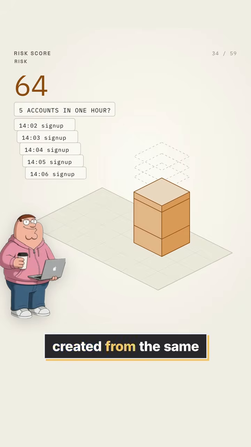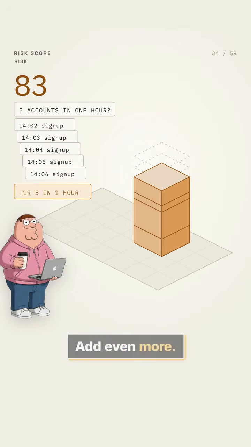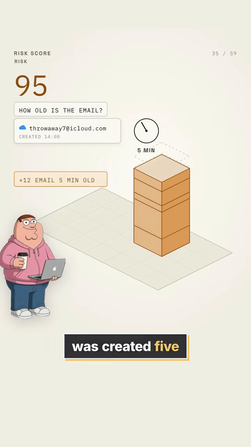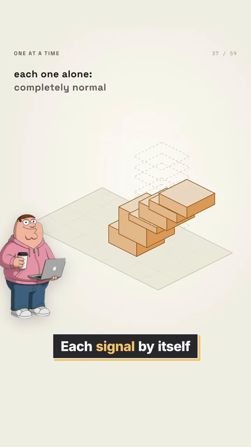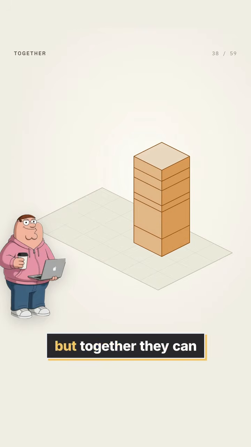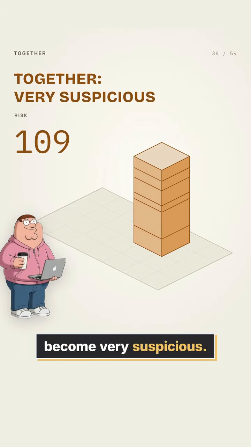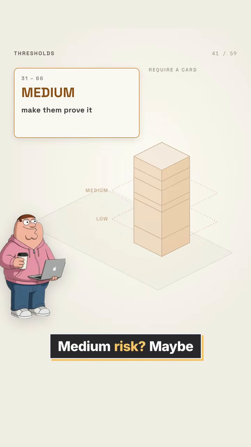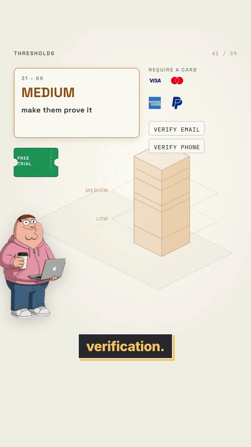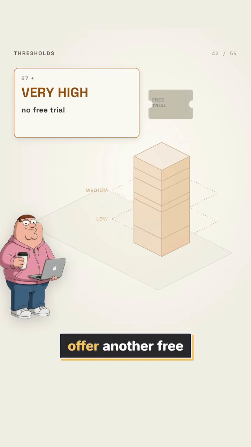5 accounts created from the same device in 1 hour? Add even more. Maybe the email address was created 5 minutes ago. Maybe the account behaves exactly like previous trial abuse accounts. Each signal by itself might be completely legitimate, but together they can become very suspicious. Then you define thresholds. Low risk? Give them the trial. Medium risk? Maybe require a payment method or additional verification. Very high risk? Don't offer another free trial.